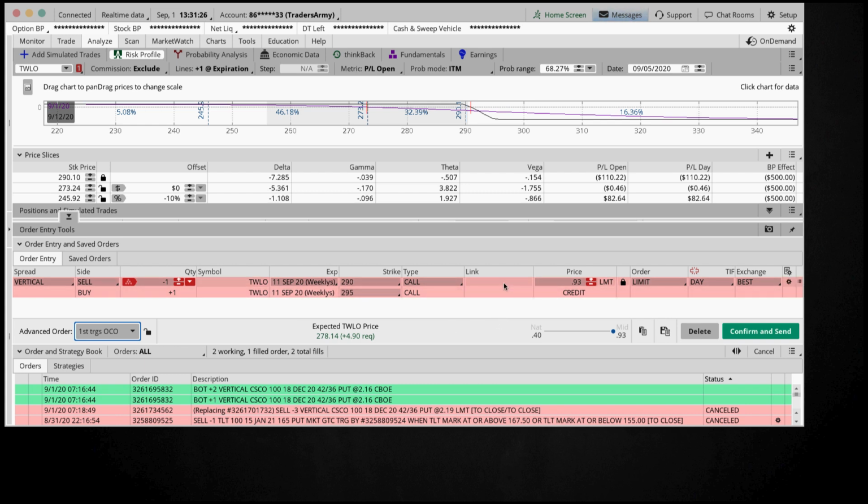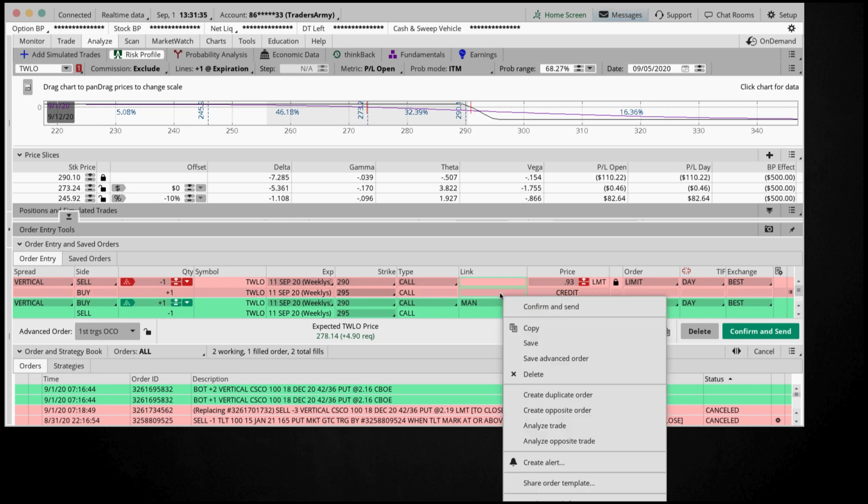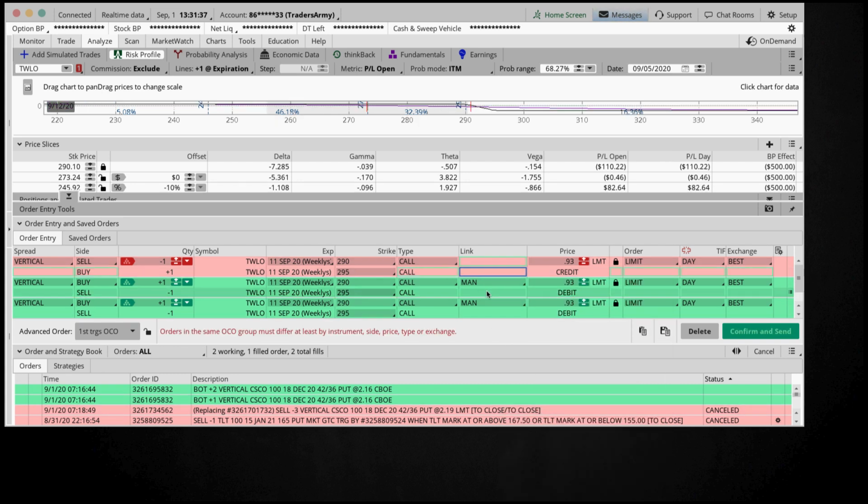And to do that, the easiest way that I've found is to right click on the entry order and then simply hit create opposite. And you're going to want to do that twice for this particular trade. One of these exit orders, and you can see they're both green, so they're buying back our short option position and selling our long option position, but it's all part of the vertical spread, right?